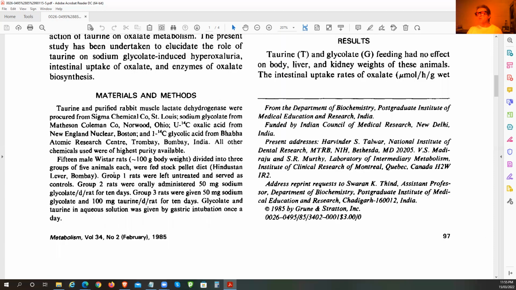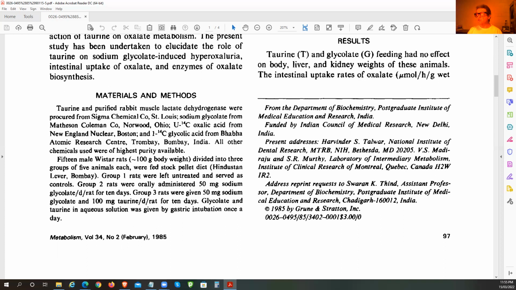So basically what they did was, this is an Indian study, and they basically used rabbit muscle type stuff, and a couple of other things which they purchased from a number of these industries. And then they used 15 male Wistar rats, each one of them 100 grams.